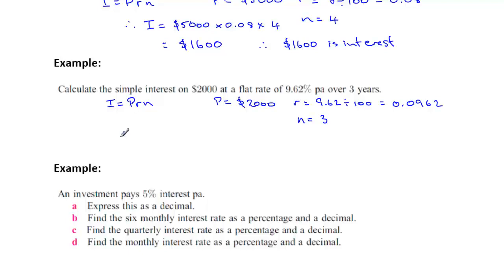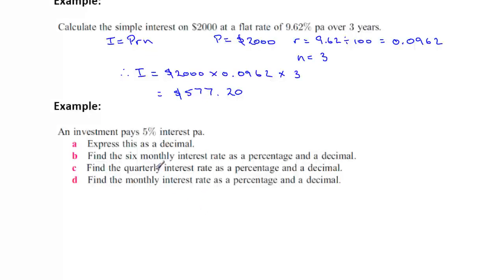So our calculation, the amount of simple interest is $2,000 times by our rate of interest, 0.0962, times by the number of time periods. So the answer is $577.20 interest. So there's our interest. Remember, we're not working out the total amount, it's just the interest that has been earned.